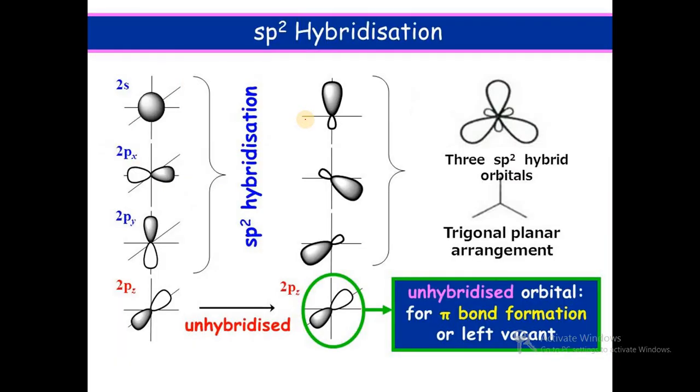In the case of sp2 hybridization, one s and two p orbitals mix and recast with each other, and we get sp2 hybrid orbitals. So these are the 3 sp2 hybrid orbitals which have a trigonal planar arrangement, and there is one pz orbital which is unhybridized. This unhybridized orbital, for pi bond formation, is left vacant.